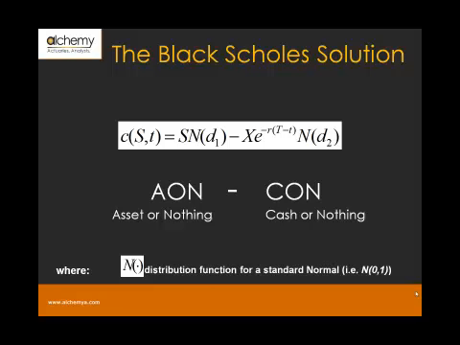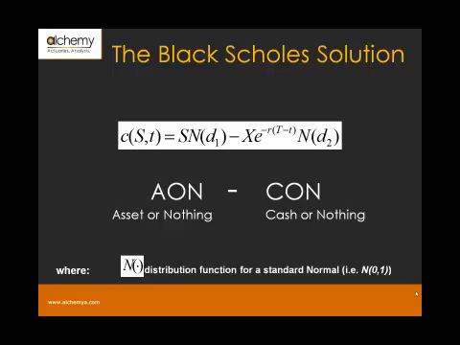Another way of looking at the Black Scholes solution is to break this down into two separate options. We've heard of exotic options, we've heard of binary and digital options, options that give a specific payoff if a certain event occurs and give nothing if the event does not occur. In this universe of binary and digital options, you have two specific categories. The first category is what we call an asset or nothing option. If the event occurs, what is the event? The event is ST is greater than X.